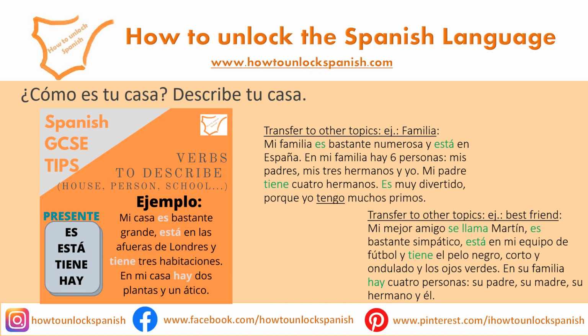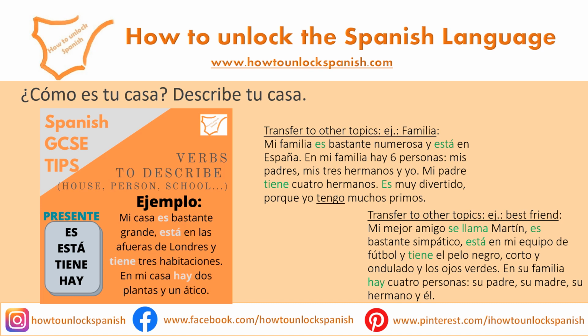I'm going to translate this example. My house is quite big. It is in the outskirts of London, and it has 3 rooms. In my house, there are 2 floors and an attic. I can use the same kind of structure to answer questions about different topics.